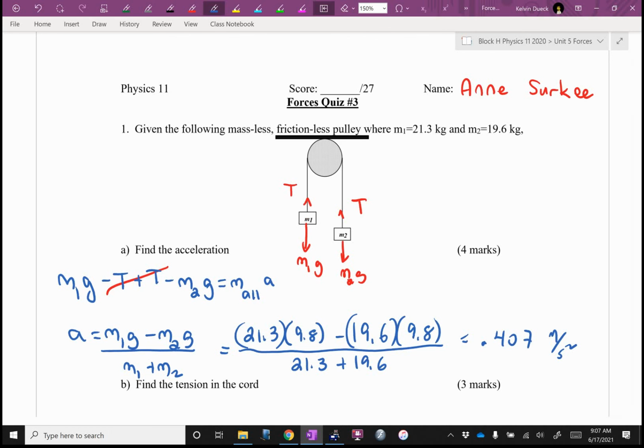So otherwise, I would give you 1 mark for the main equation, 1 mark for realizing you had to divide by M all to get the A by itself, 1 mark for the numbers, 1 mark for the answer. Yeah, that is 4 steps, 4 marks.